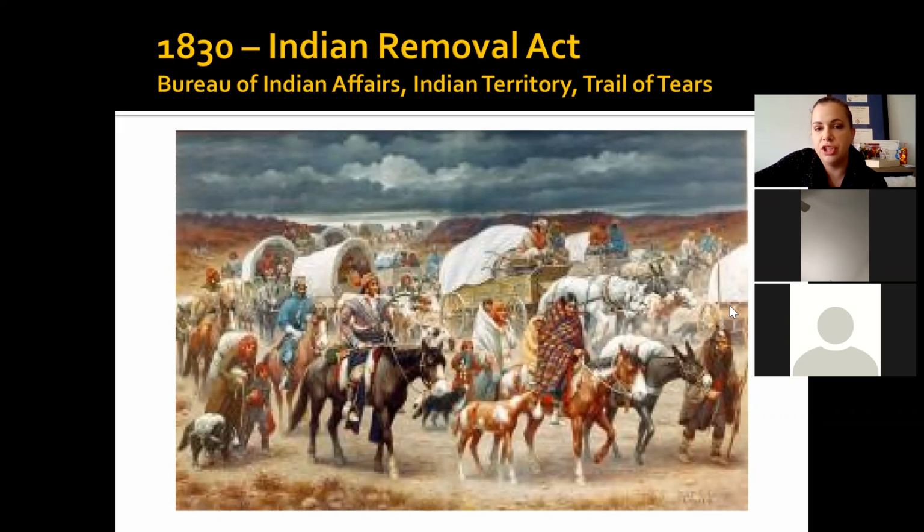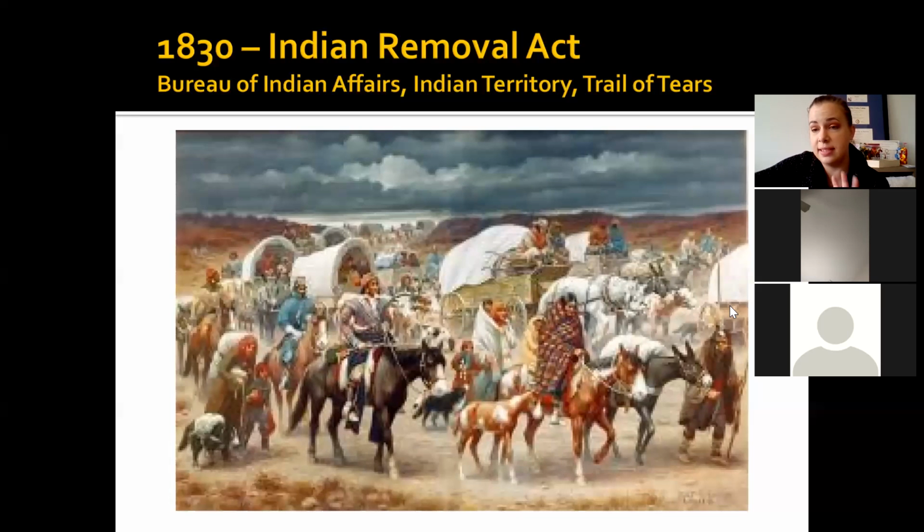We also see the creation of Indian Territory. Indian Territory is right in the middle of the United States. It's in what we call Oklahoma now. Indian Territory will become Oklahoma. And this is where all of the natives are going to be forced to move. So Indian Territory is where they're getting shoved after being removed from their land. And this transportation from their land to Indian Territory is what we now know as the Trail of Tears.